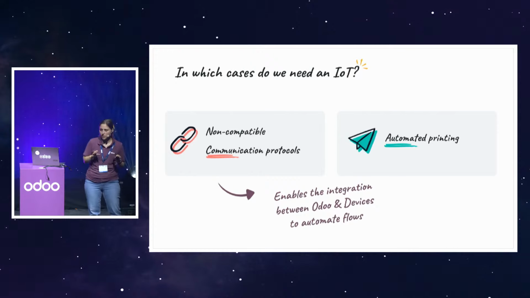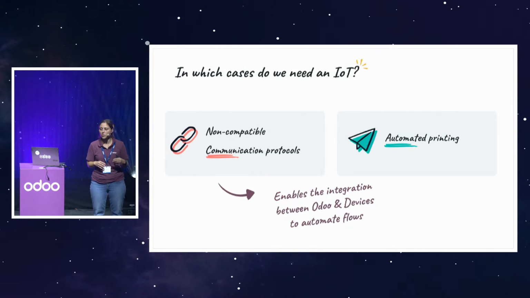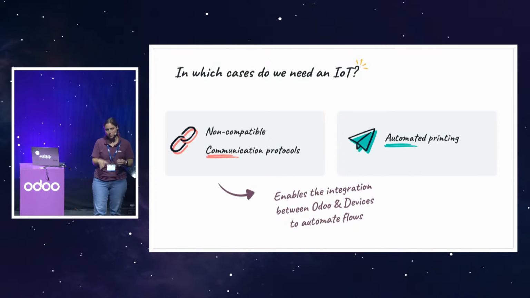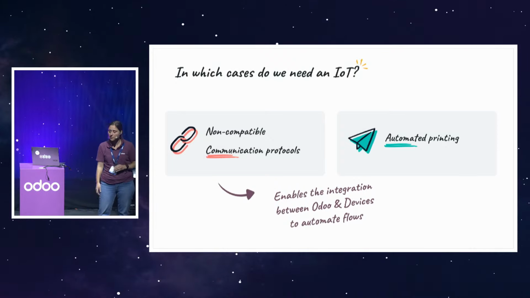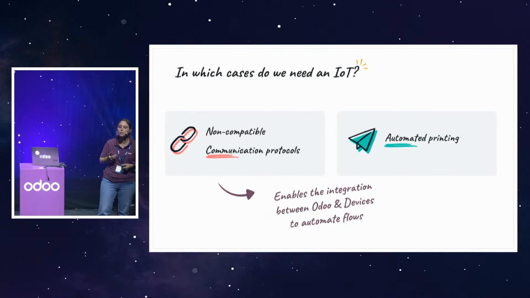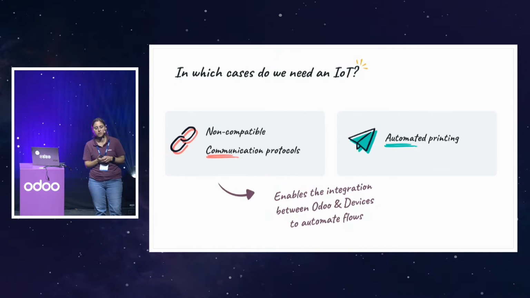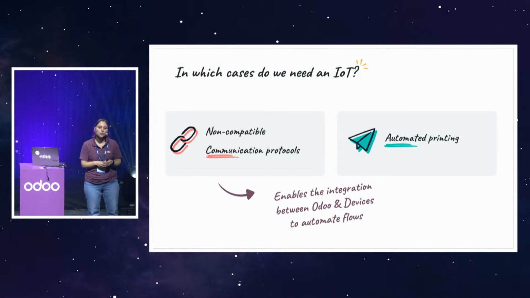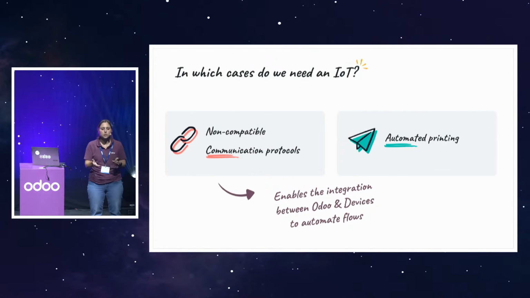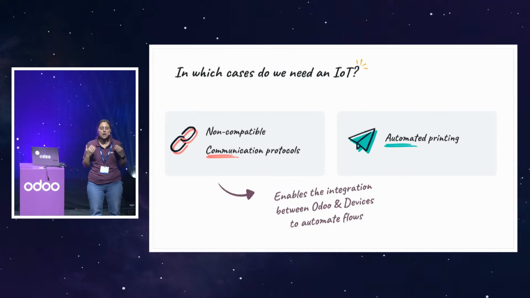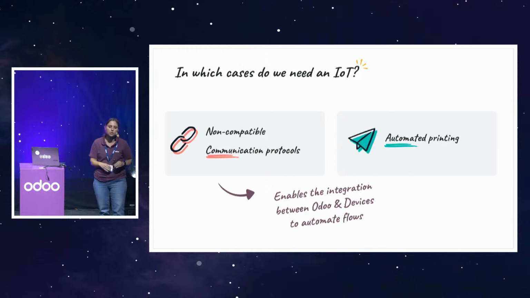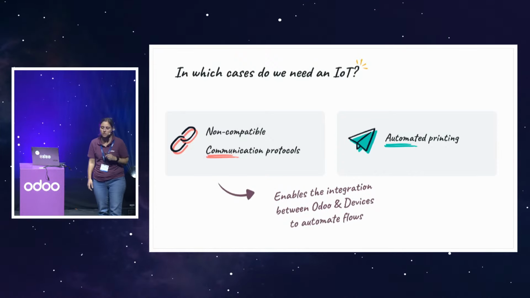So in which cases do we need the IoT? Basically, like I said, when we have non-compatible communication protocols, the IoT will enable the communication between Odoo and the devices. But we have a second application as well. If you want to automate printing, so I took the example of printing labels, then you would need the IoT. In Odoo you will be able to link a report with a specific printer, so you don't need to download the report every time, open the PDF and then choose a printer. Here it will directly send the report to the printer you've selected thanks to the IoT.